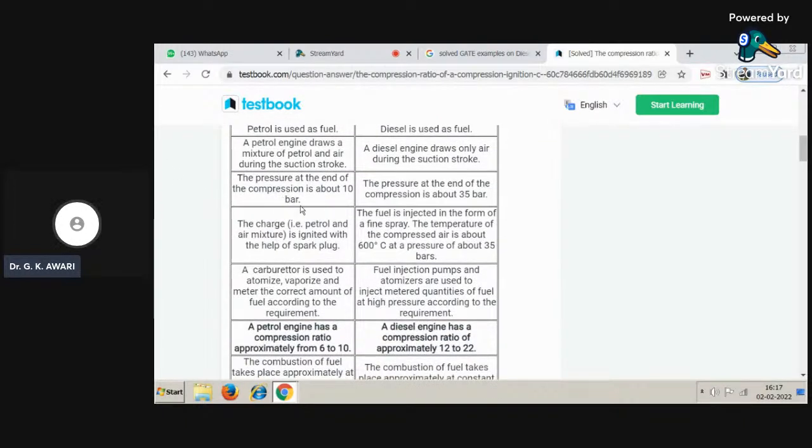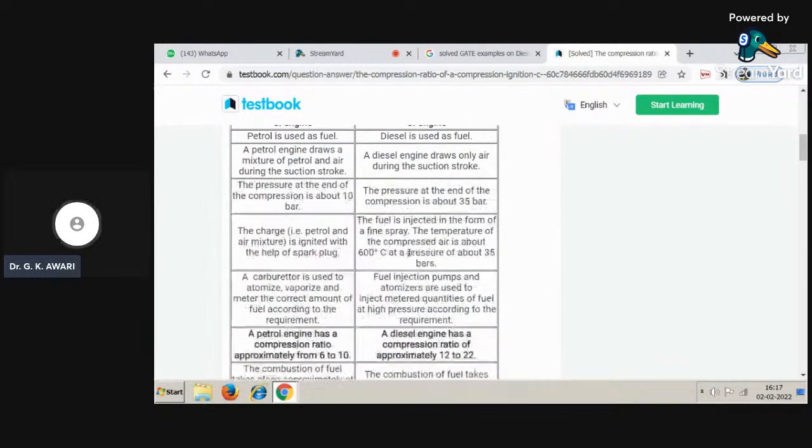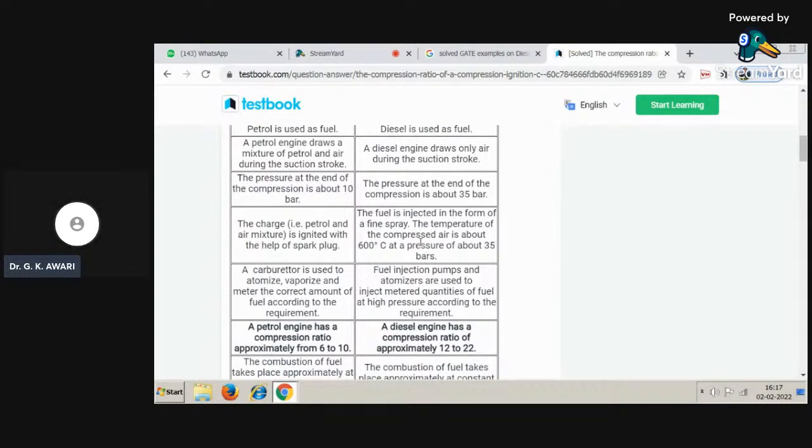Pressure at the end of the compression is about 10 bar in the SI engine. Here in the CI engine, the pressure at the end of the compression stroke is around 35 bar, because you know that compression ratios are more, and we have to reach a pressure where, when the atomized fuel is sprayed in the diesel engine, combustion should take place. Okay, burning of the air-fuel mixture will be there.